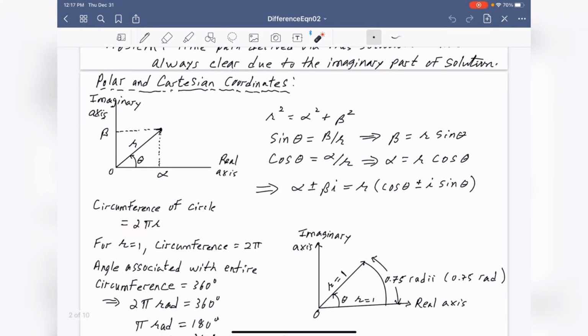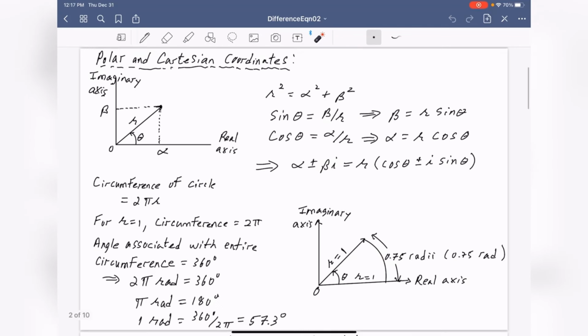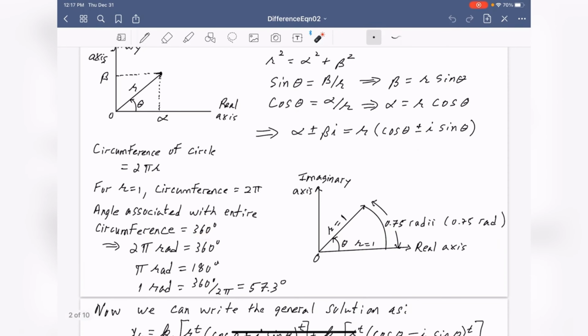Recall that the circumference of a circle is given by 2 pi r. For r equals 1, the circumference is equal to 2 pi. So here we have r equals 1, and this distance here is also r equals 1, because we have a circle that goes in here. And the angle associated with an entire circumference is 360 degrees, which is equal to 2 pi radians.